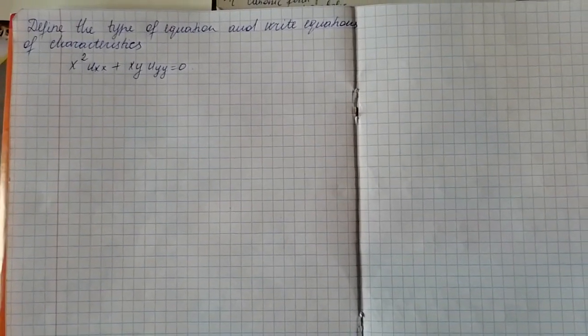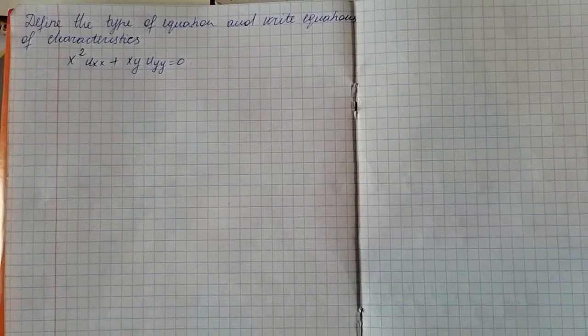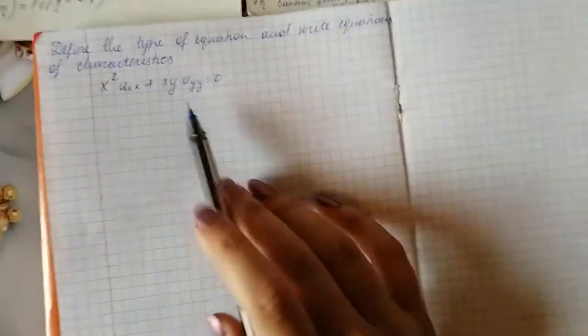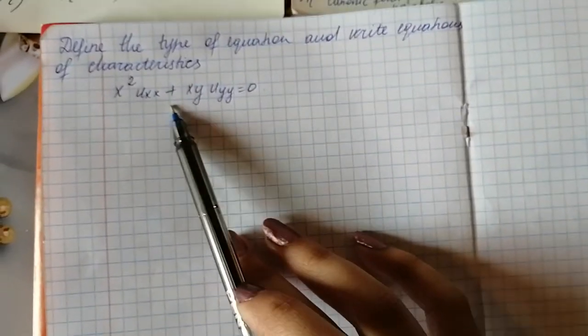Today I will explain this task. Define the type of equation and write equations of characteristics. x squared uxx plus xy uyy is equal to 0.